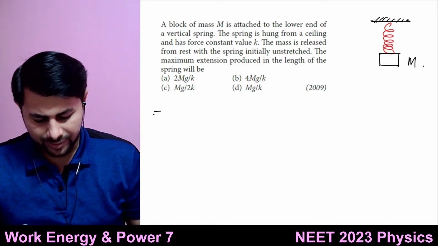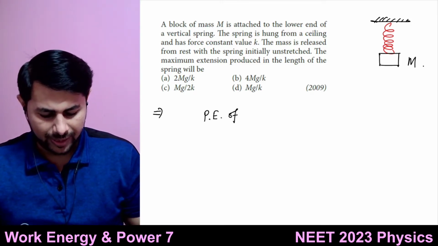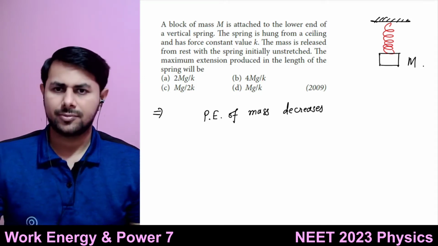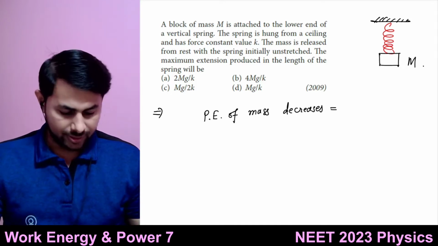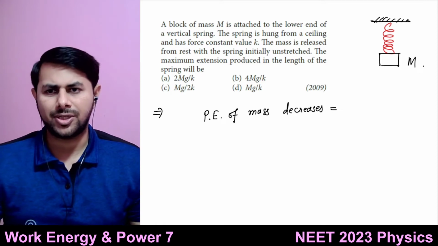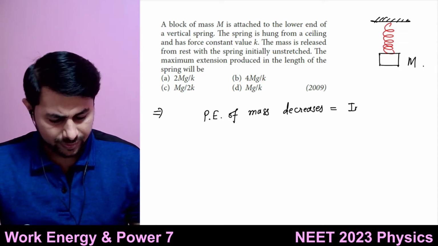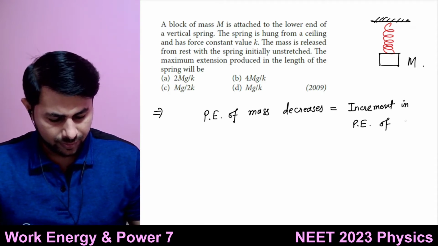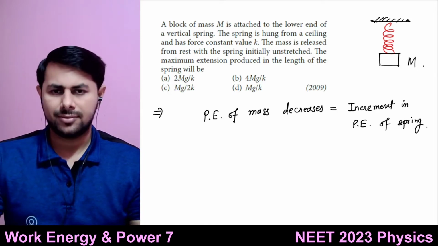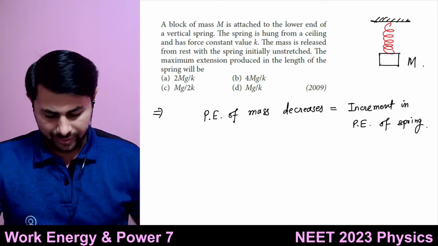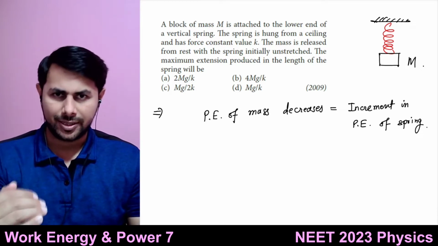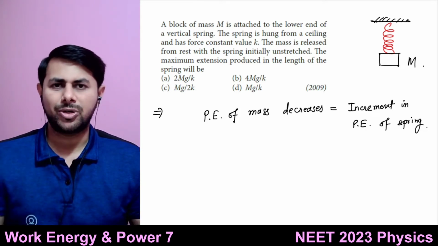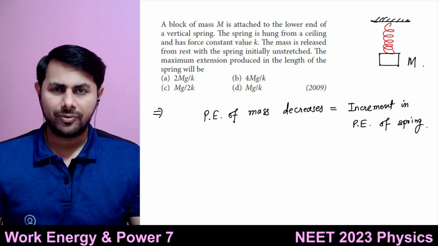The potential energy of mass decreases, right? And it is equal to the increment in the potential energy of the spring. So can I say this? The potential energy of mass will decrease because it is falling down, so its height will decrease. But the spring is getting stretched, so its potential energy will increase because there will be work done against the spring force.